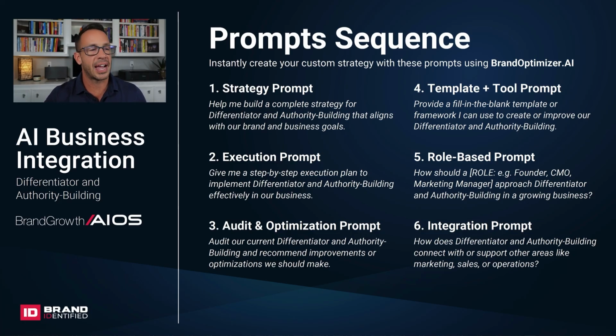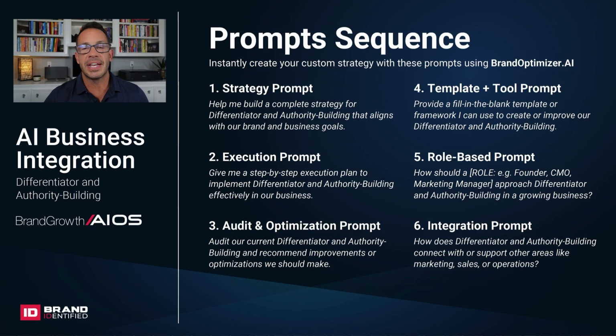Step number 2 is an execution prompt. This is: give me a step-by-step execution plan to implement differentiator and authority building effectively in our business. Prompt number 3 is an audit and an optimization prompt. This is: audit our current differentiator and authority building and recommend improvements or optimizations that we should make.